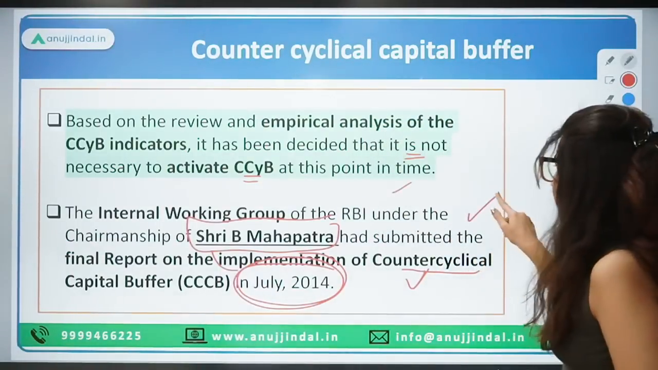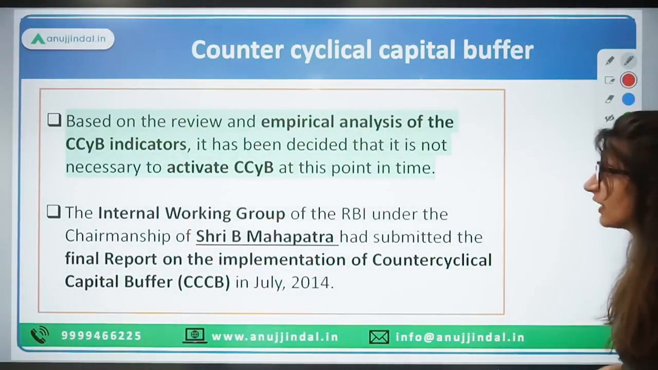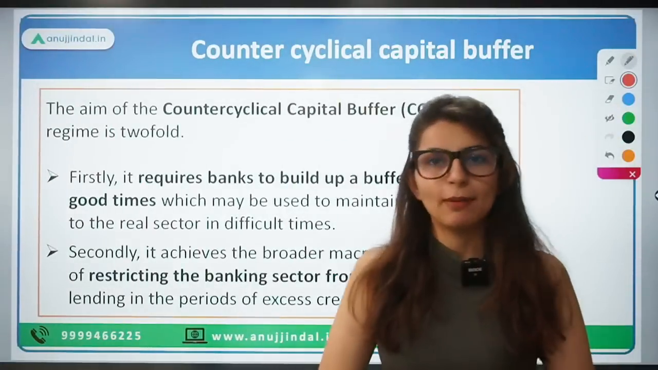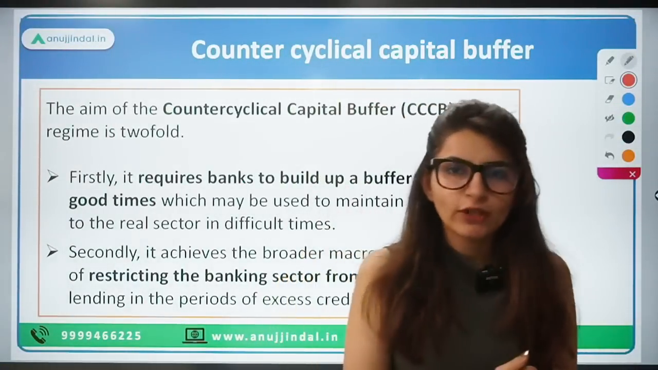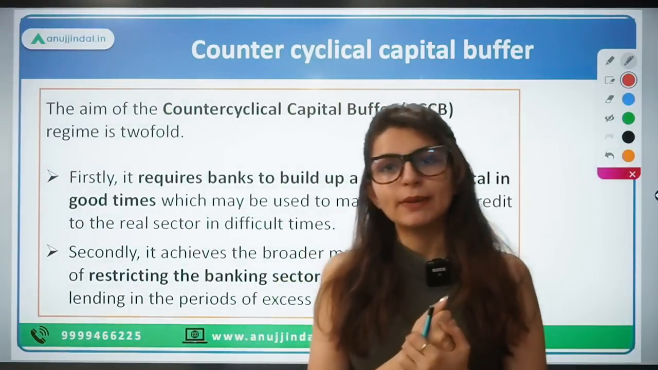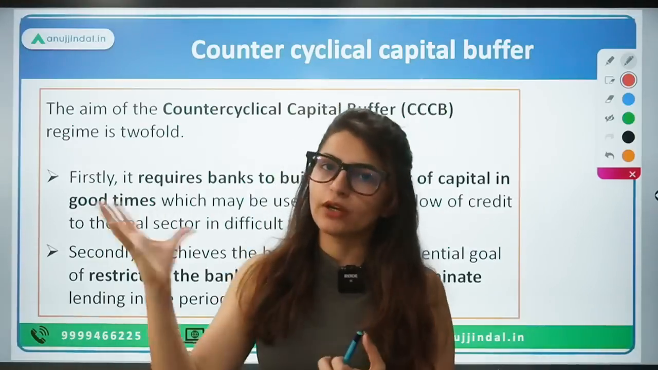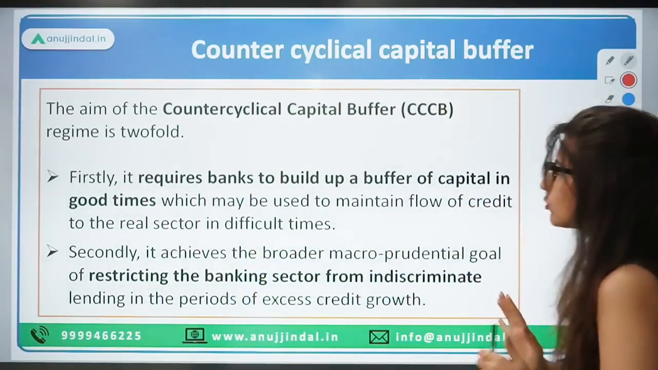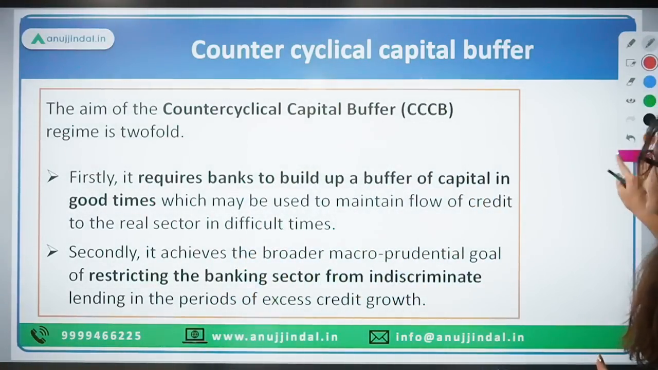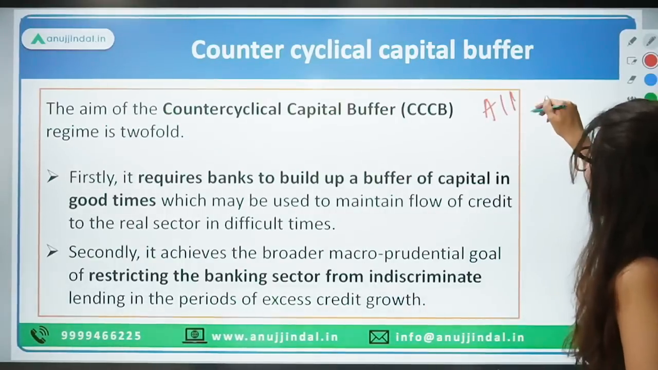So this is an important piece of information that we should know related to the counter-cyclical capital buffer. When was the report given? Who was the chairman of the committee who submitted this report? And what does this report talk about? So these are some things. Now, the aim of the counter-cyclical buffer: why is it maintained?